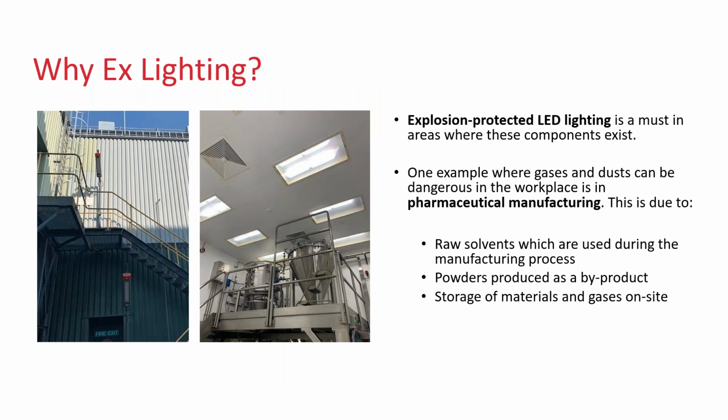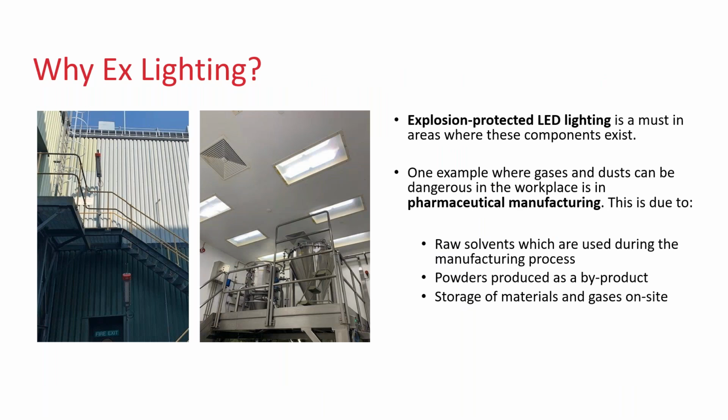So one example of where gases and dust can be dangerous in the workplace is in pharmaceutical manufacturing. And the images you can see on the screen now, the left-hand image is the exit point of a production building, just to qualify that an explosive area can exist outside of the production facility. And the second image is the actual production area, which shows some EX-rated clean room lighting.